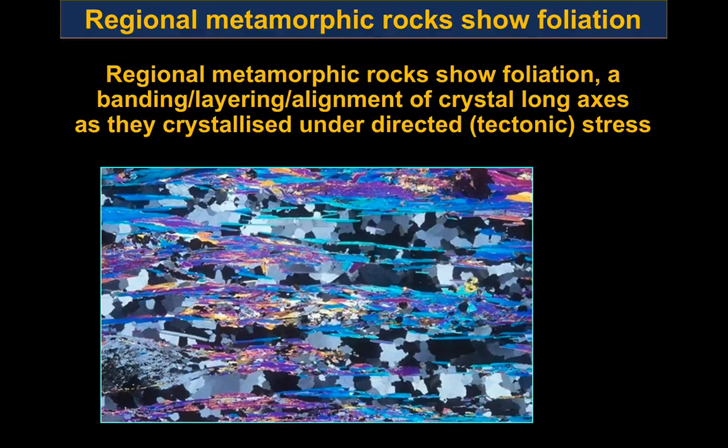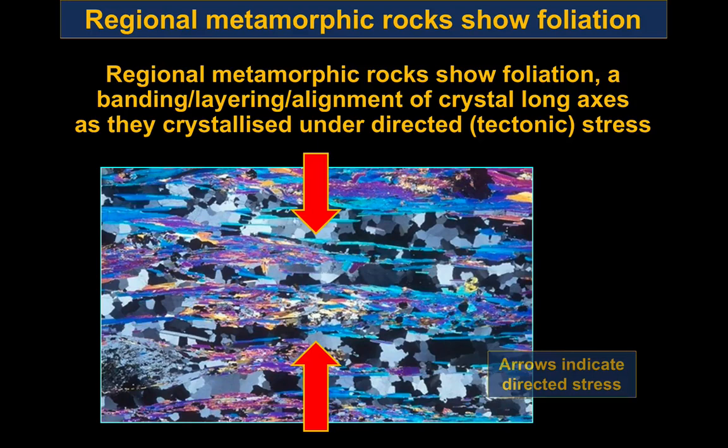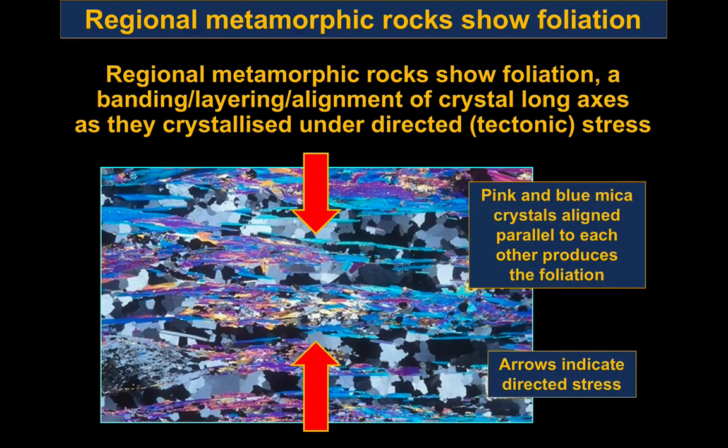There are two groups we can put metamorphic rocks into, depending on how they form. Regional metamorphic rocks will show some kind of foliation. This is where we get an alignment of crystals within the metamorphic rock. These crystals will grow perpendicular to the stress or the pressure that's applied to those rocks. It should be quite a distinctive feature of these rocks.